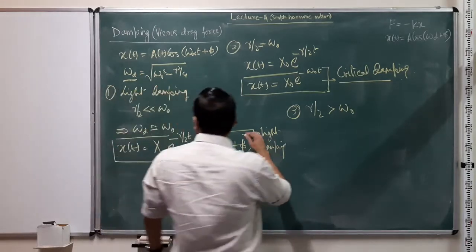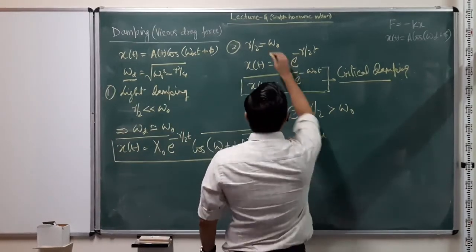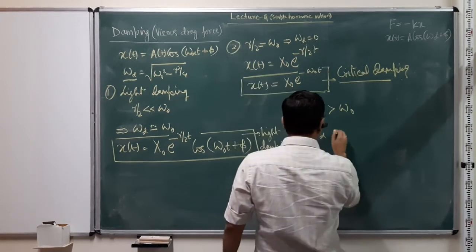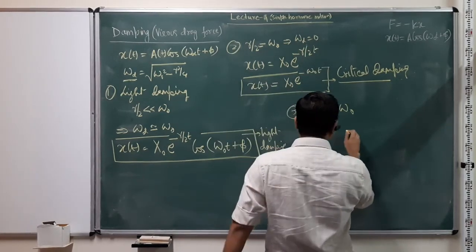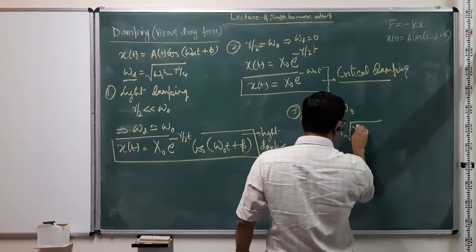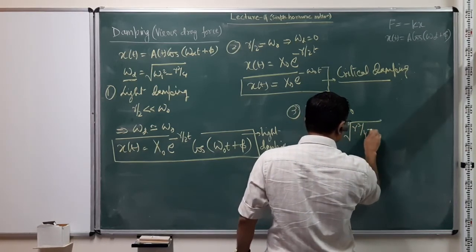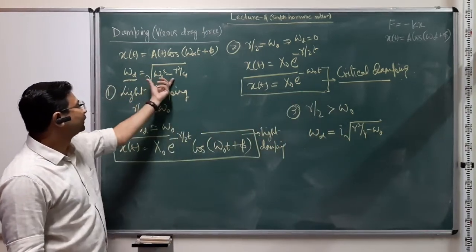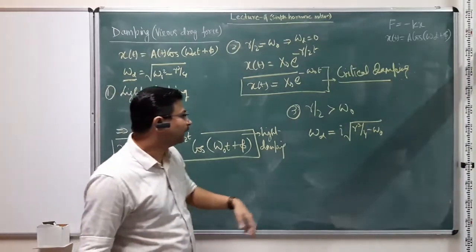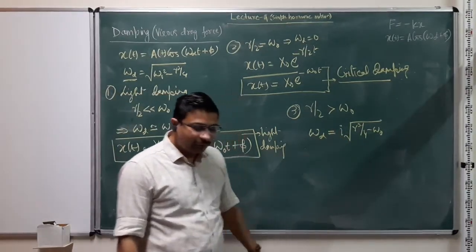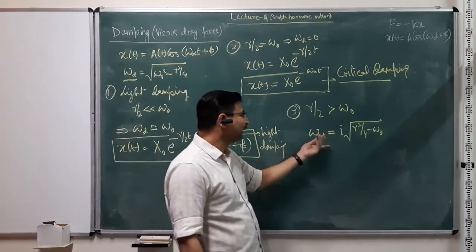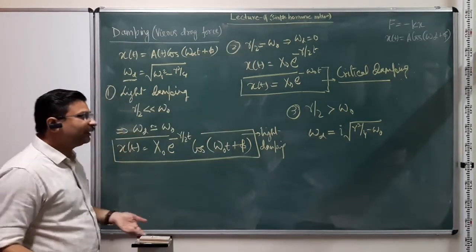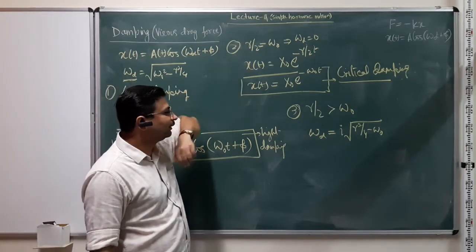If this is the case, then my omega d becomes an imaginary quantity. Right? Because this term is larger than this, so the square root of that will be an imaginary quantity, or omega d becomes imaginary. Now we don't have to worry about what that imaginary nature of omega d means. All it means basically is that there won't be an oscillation. Of course, it follows from the critical damping condition also.